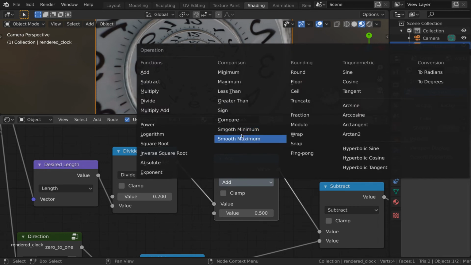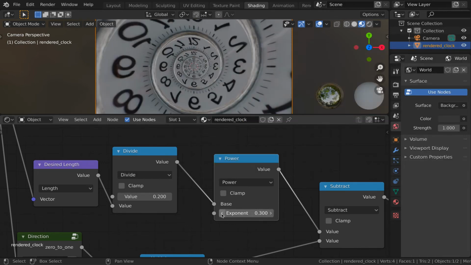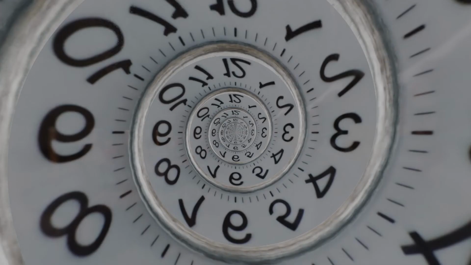One more math node with the power function. Using an exponent of 0.3 looks a lot better. You've probably noticed that all the numbers on the clock got flipped upside down when we made the image spiral to infinity at the center. There's an easy fix for that.